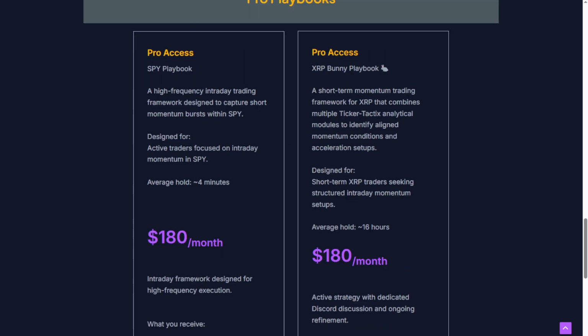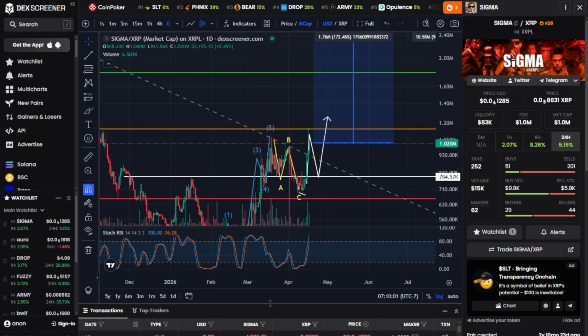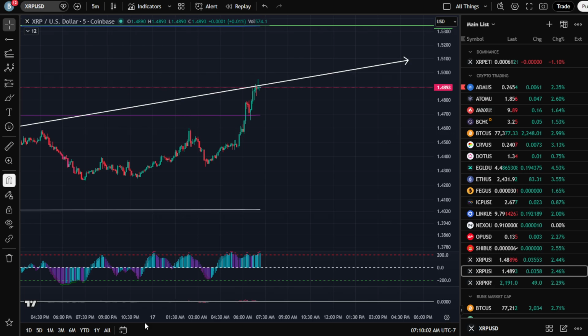So you've got yourself the liquidity. Nothing major stacked, so they'll have to build it probably in this region before we could squeeze higher. Sigma squeezing, and a beautiful XRP extravaganza to the upside.